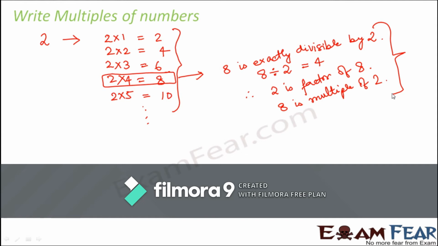Right? Let's try to write multiples of the number 3. How would you write multiples of 3? 3 into 1, 3 into 2, 3 into 3, 3 into 4, and so on. So what do you get? 3, 6, 9, 12, and so on. So in this fashion, you can write down the multiples of 3.